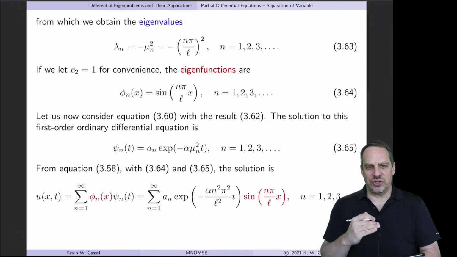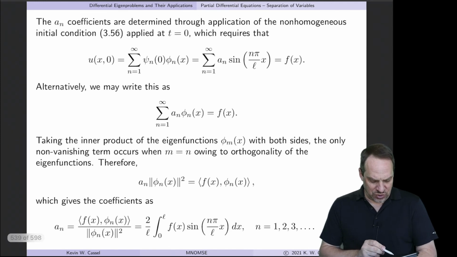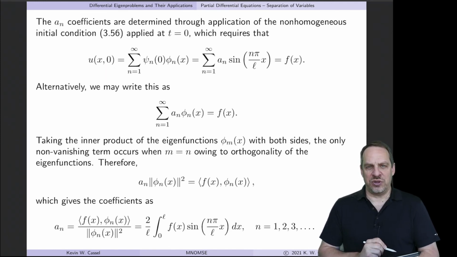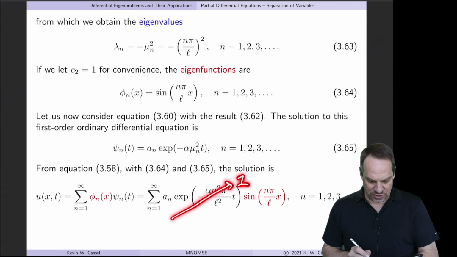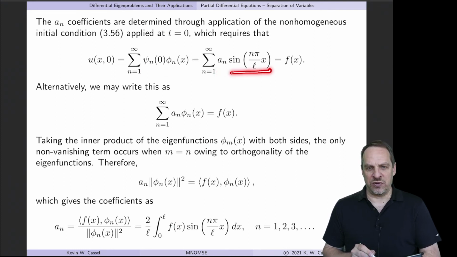We have one more condition to satisfy, and that's the initial condition at t equal to 0. We've taken into account the boundary conditions at x equal to 0 and x equal to L. Now we need to apply the initial condition, which is the initial temperature at t equal to 0, and that will give us the a sub n coefficients. So, as usual, we apply our solution at the appropriate location. In this case, that's t equal to 0, and e to the 0 is just 1. So we have the sum of the psi's times the phis equal to the sum of the a n coefficients times the sine of n pi over L times x, and that has to be equal to our specified initial condition, f as a function of x.